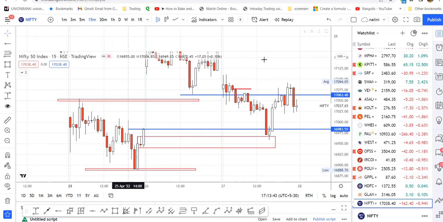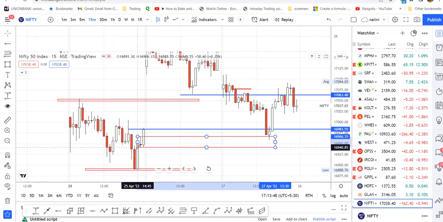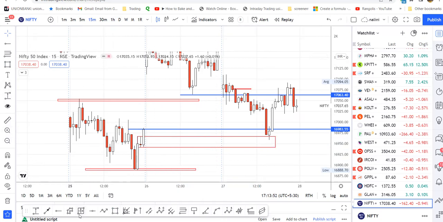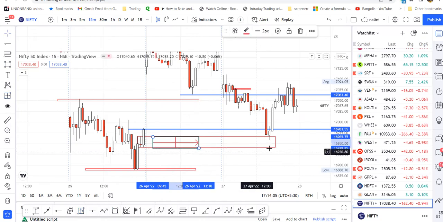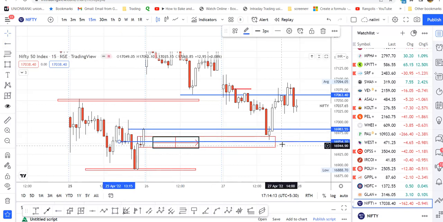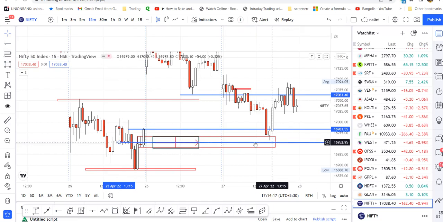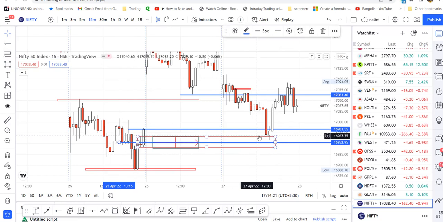You have to mark the high and low of the doji, and the 50% level. For convenience, I'm marking the 50% of this level, which comes to 16,950. So you should be alert to take the profit in this boundary itself, because sometimes it may not go inside this. It may hit this level and turn around. So better to book your profits around 16,969.